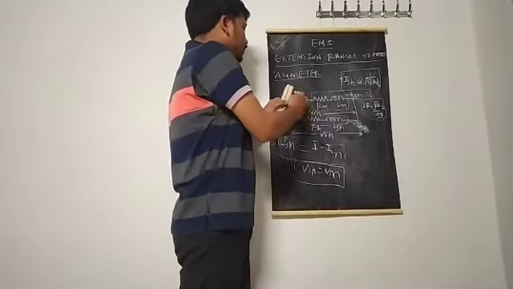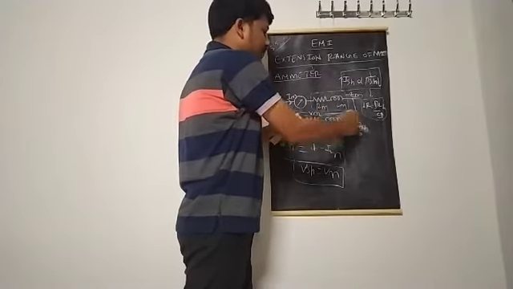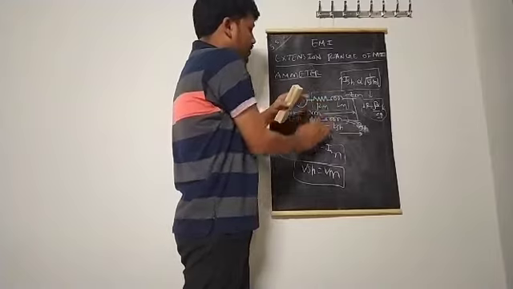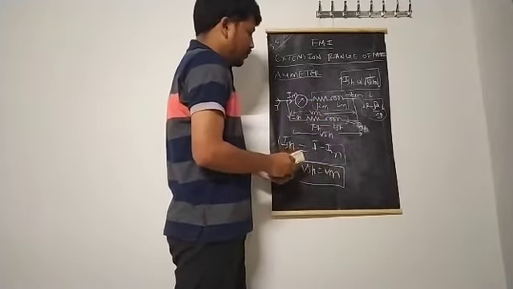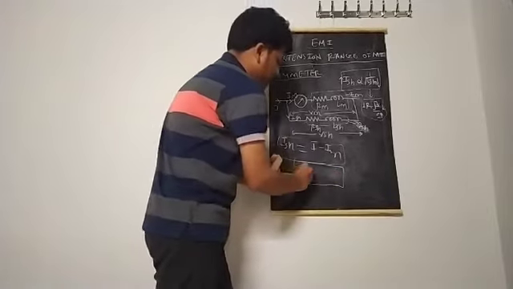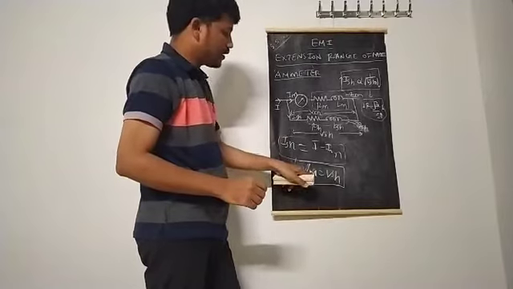Similarly, what is the current flowing in this one? IM. What is the impedance? ZM. What is the current here? ISH. What is the impedance? ZSH. Therefore, in the parallel connection, both the voltages are the same. VM is equal to VSH.